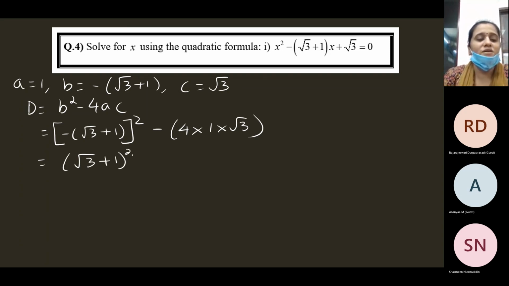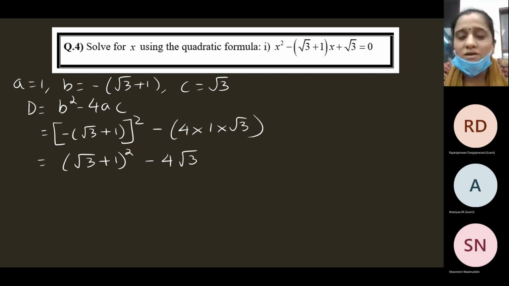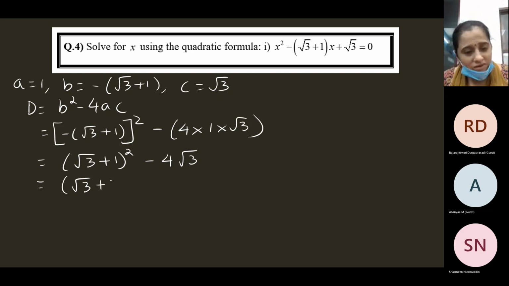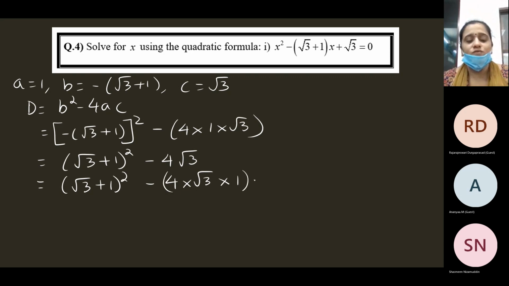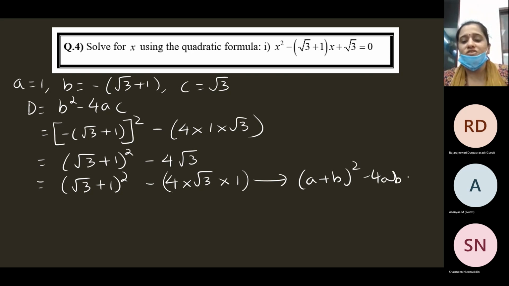You shouldn't have expanded it at all. You already have it like this here. Children, another method this is. That was also correct. Online students, please stop and listen to this one. So we have root 3 plus 1 the whole square minus 4 root 3. Instead of simplifying this further, you can have it like this, minus 4 into root 3 into 1. And this is of the form a plus b the whole square minus 4ab, which is a minus b the whole square. So straight away you can write root 3 minus 1 the whole square.